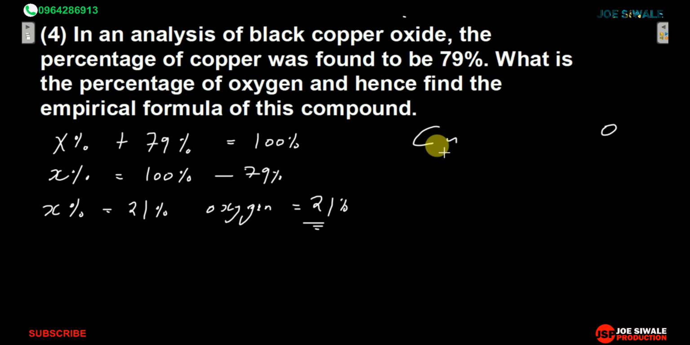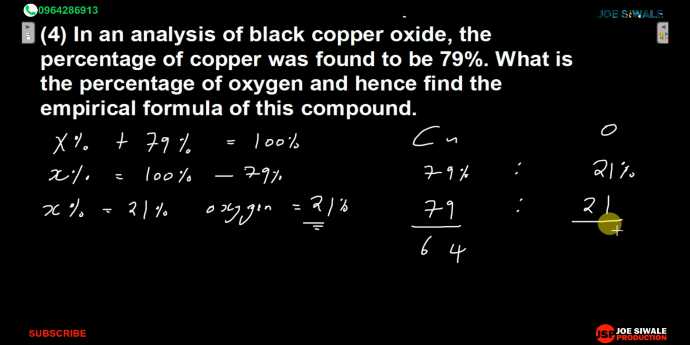Then copper, we have been given in the question as 79%. So 79% to oxygen. Oxygen we have calculated as 21%. So we know that this is going to be 79 as the mass, then we're going to have 21 as the mass. Then we are going to divide this by the relative atomic mass of copper, and the relative atomic mass for copper is 64. Then the relative atomic mass of oxygen is 16.